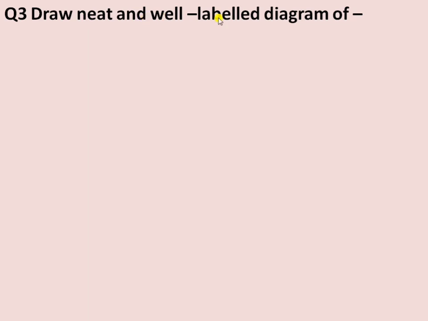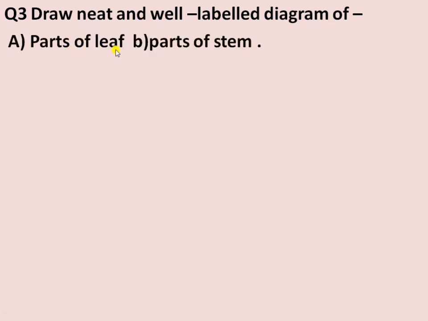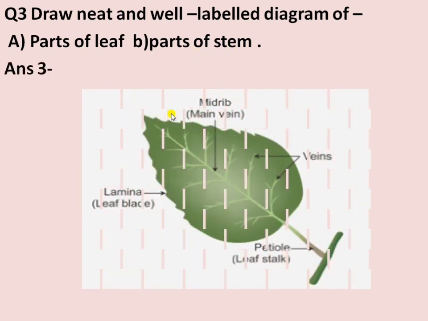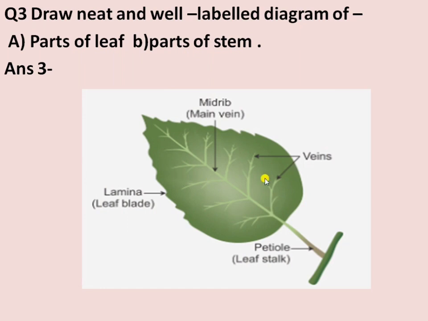Moving on, our third question is, draw neat and well-labeled diagrams of the parts of the leaf and the parts of the stem. So this is the part of the leaf. Here the outer area is the lamina, and the middle part is the midrib or main vein. These lines from the midrib are veins, and this leaf stalk present from the base to the tip of the leaf, here it is the petiole.